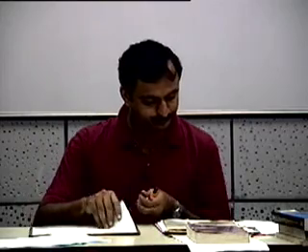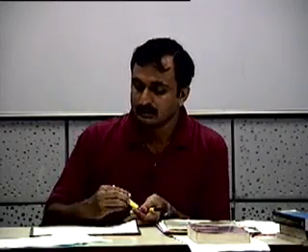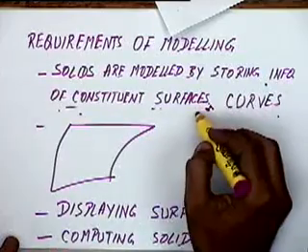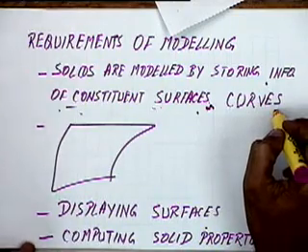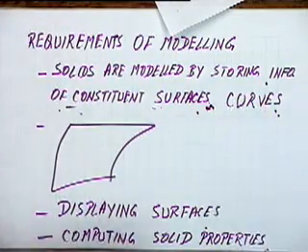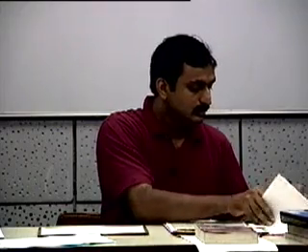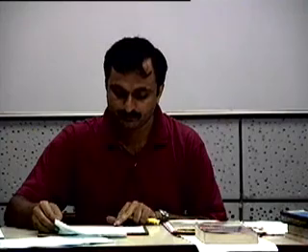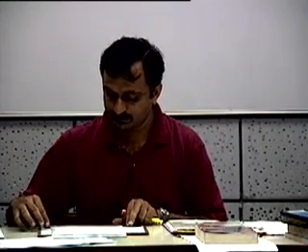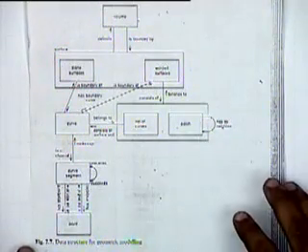I already mentioned that solids are modeled by storing information on surfaces, and surfaces will be modeled by storing the information on the curves. This relationship between solids and curves is well represented by this diagram. Are you able to see it clearly?